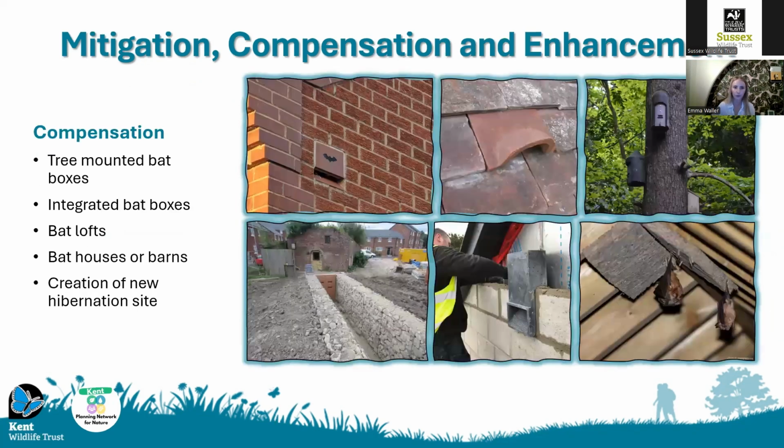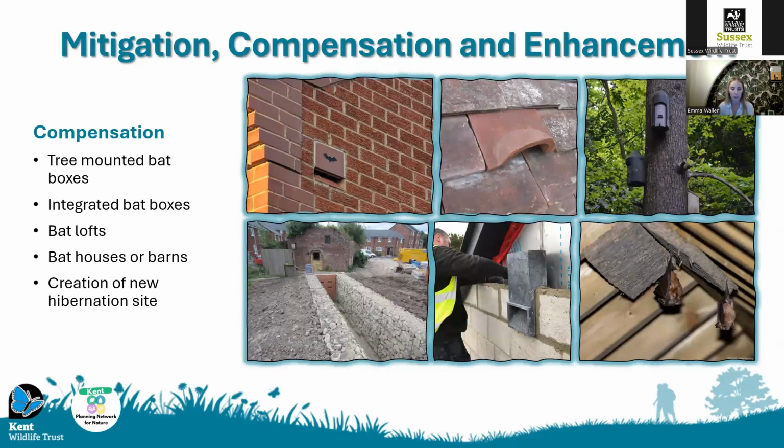conditions of the licence. Compensation and mitigation are two very different things. As previously mentioned, mitigation helps to reduce negative impacts, whilst compensation makes up for the loss of a bat roost through the provision of a replacement roost. You'll probably see more often than not that the most frequent form of compensation is installing tree-mounted bat boxes. I'm not saying this is poor compensation, but it is often the cheapest and easiest, and therefore not always the best or most suitable.